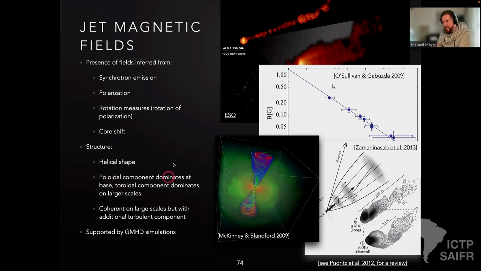And these findings are also supported by general relativistic magnetohydrodynamic simulations of these jets. So here's a simulation of these jets, and you see here you have this nice helical structure. Okay, so these are the jet magnetic fields.